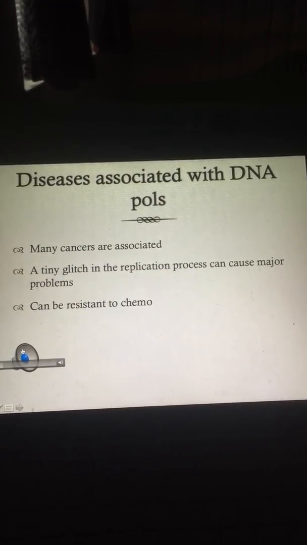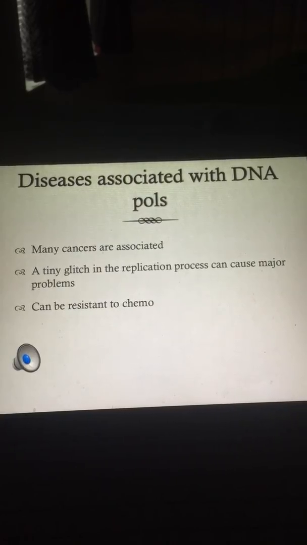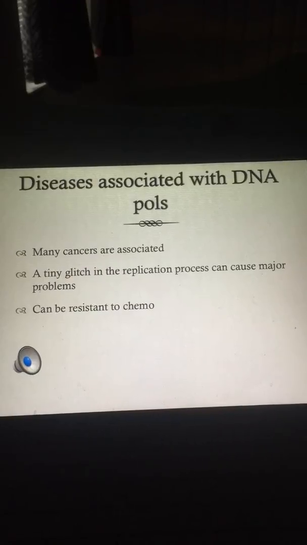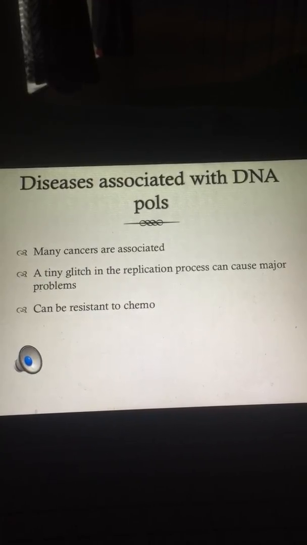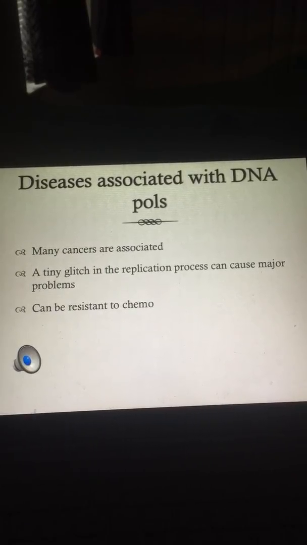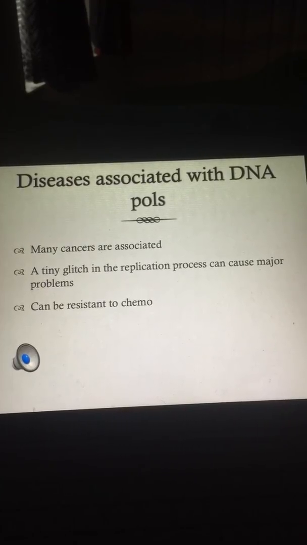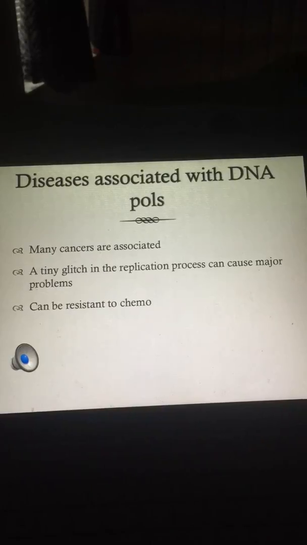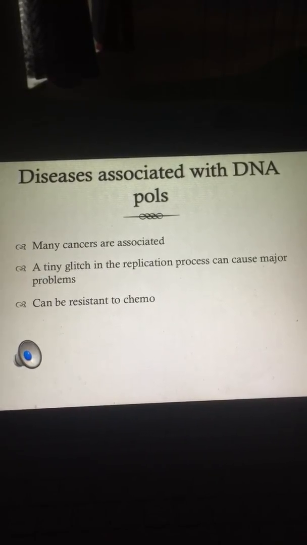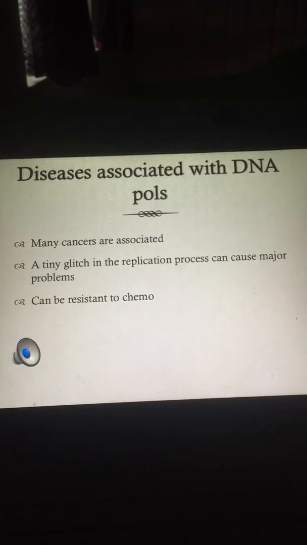So there's a lot of diseases associated with DNA polymerase. Like I said before, they don't usually make mistakes, but if they do, you can imagine that it's going to make a big impact. So a lot of times DNA polymerase is associated with a lot of different kinds of cancers, but those are definitely not the only kind of diseases that DNA polymerase can cause.